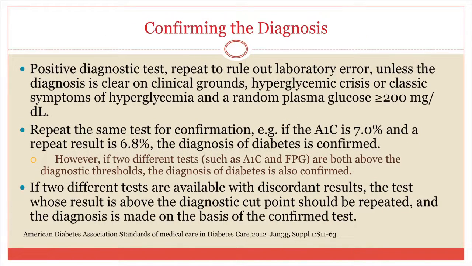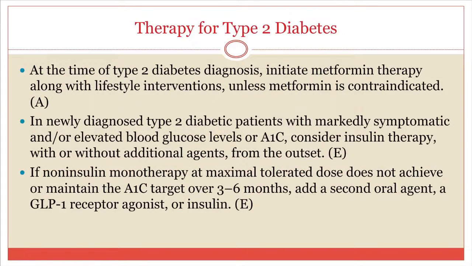So how do we confirm a diagnostic test? You need another confirmatory test, usually of the same test. So if the A1C is 7 and the repeat is 6.8, the diagnosis is confirmed. If 2 different tests are used and they're both above the diagnostic threshold, you confirm the diagnosis. And if 2 different tests are available and they have different results, you repeat the highest test. So that's just where you are with that. We know this, but I just wanted to give you this.